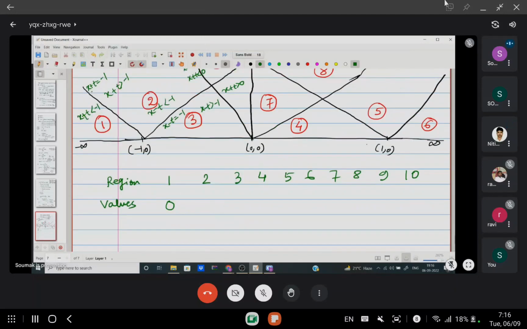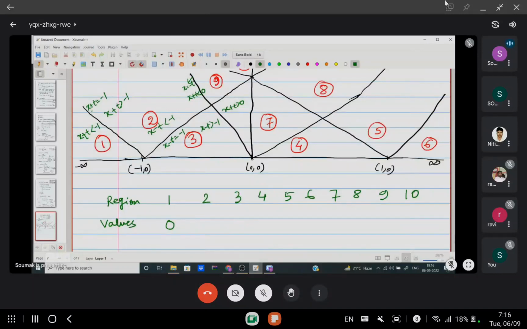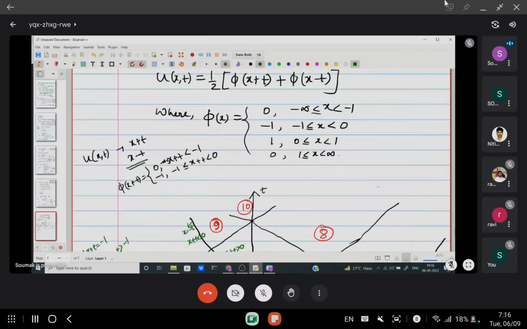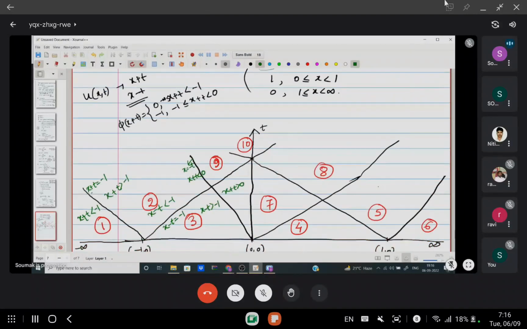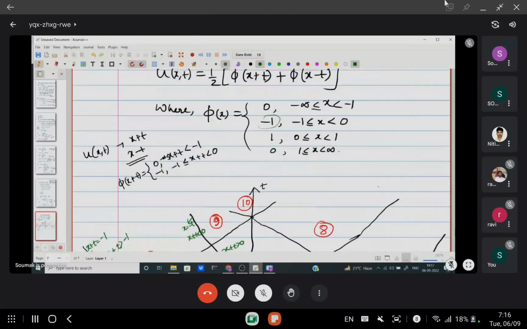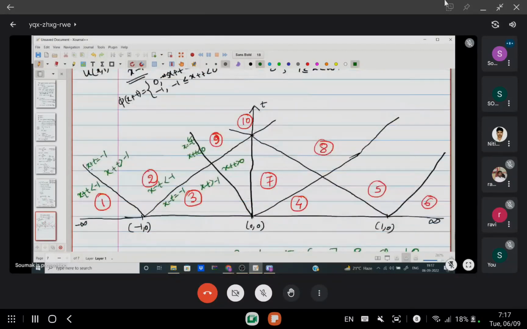In region 2, what is happening? Region 2 is that x plus t is greater than minus 1 and x minus t is less than minus 1. So x plus t greater than minus 1 means phi will take minus 1, and x minus t less than minus 1 means phi will take the value 0, right? Understand for region 2. So the average is 0 minus 1 by 2, which is minus half. So I will write 0 minus half.